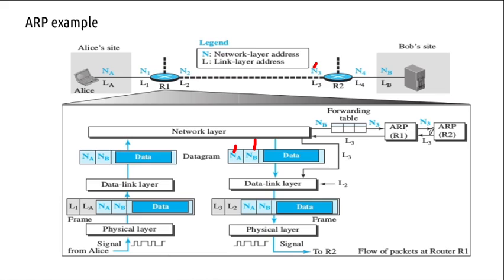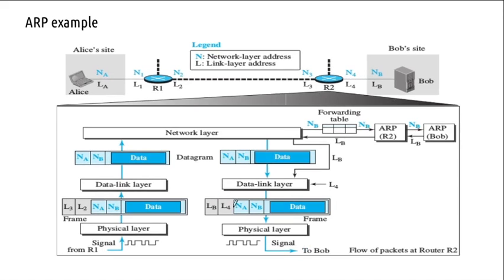So there is an ARP process happening here, and it gets this link address and passes it on to its data link layer. It adds L3 here, and the source link address is its own link address and the destination is L3. It's passed to the physical layer, R2. Then the same process happens here, the final step, the same process happens here. So that is at router 2.